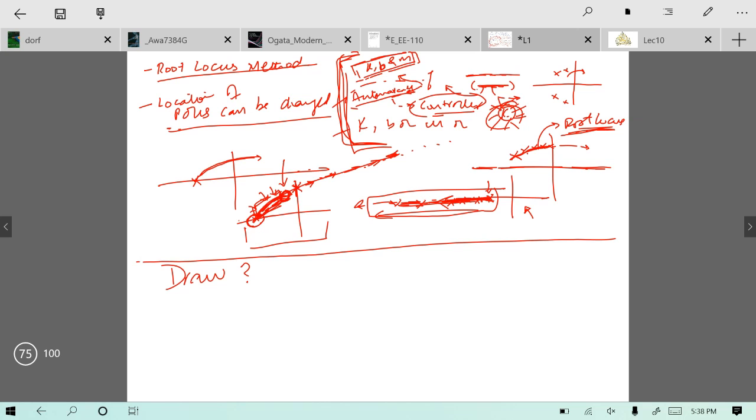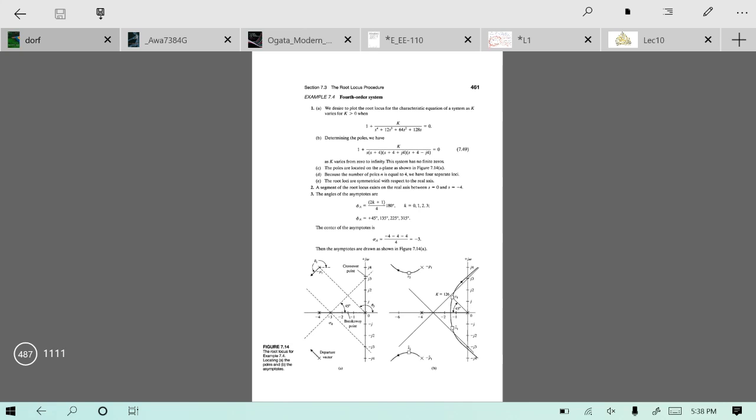How to draw a root locus? For that I will take an example from your Dorf book. This is page number 461, example 7.4. So we will see how he has drawn the root locus for this equation. Actually this example has every step covered, so that is why I am interested in explaining this example. Once you are able to understand this example, you can draw any root locus given to you.